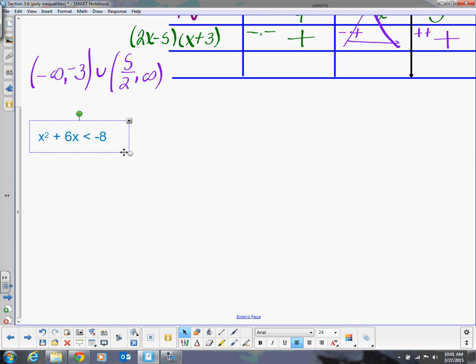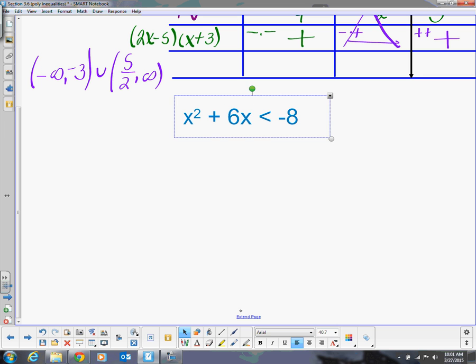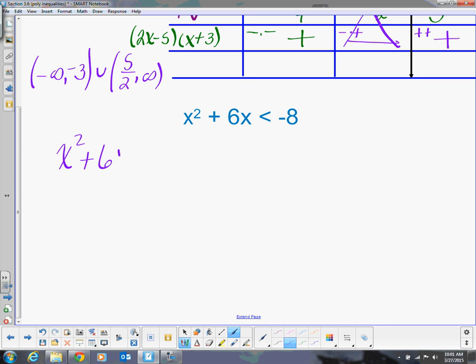So let's look at this one. This is going to be x squared plus 6x plus 8 is less than 0. It's important that you move things to the other side. And what does this tell me? What will I be looking for now? Less than, negative. I'm going to be looking for negatives, all right?